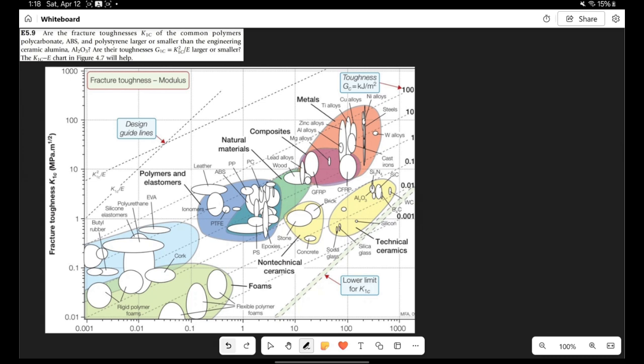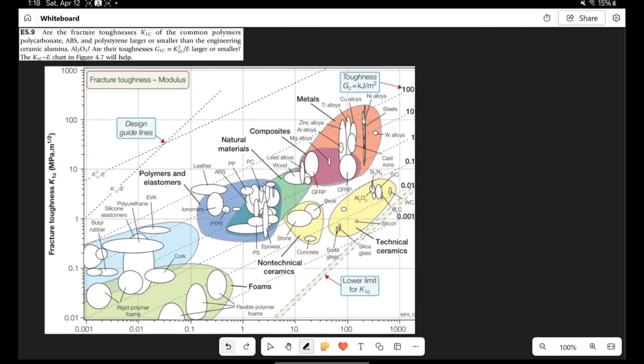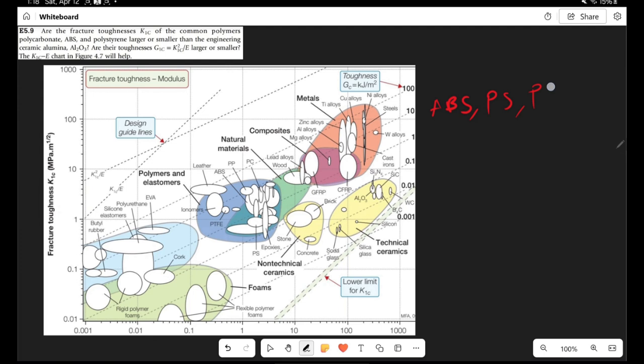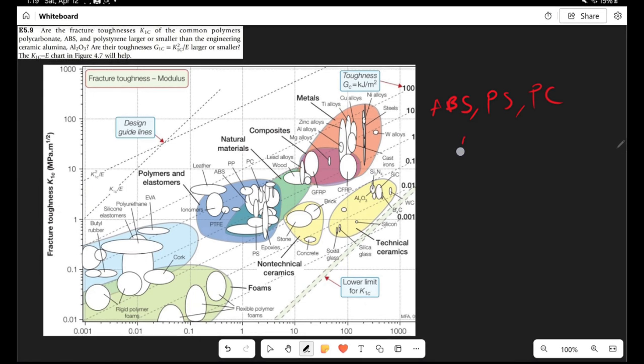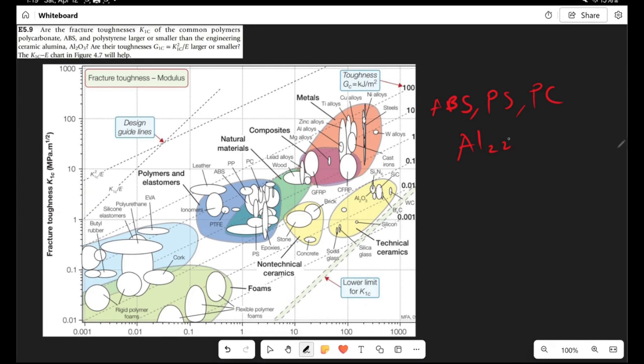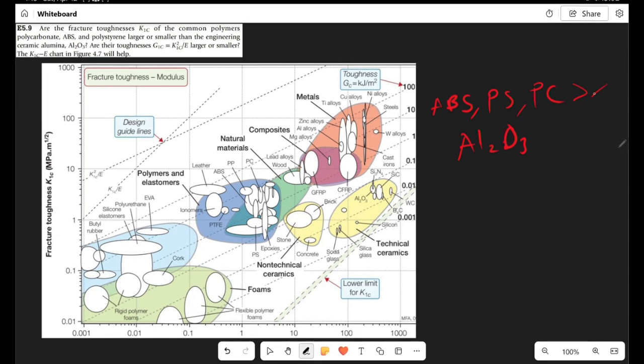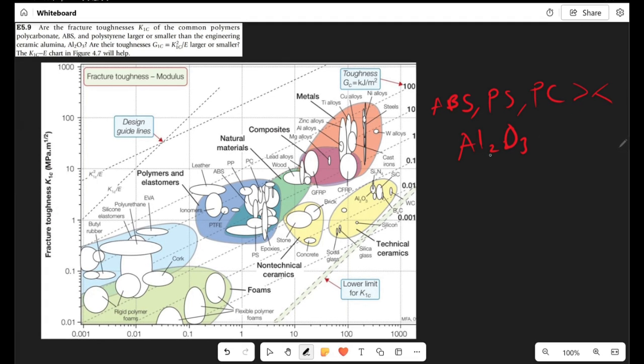So guys, take a second to look at this question. We are trying to figure out if the K1C of these three polymers, which are ABS, polystyrene, and polycarbonate, is greater than the K1C of alumina, Al2O3. We are trying to see if it is greater or less.